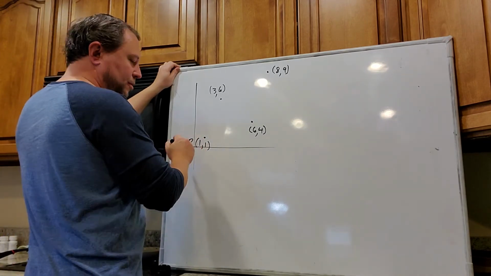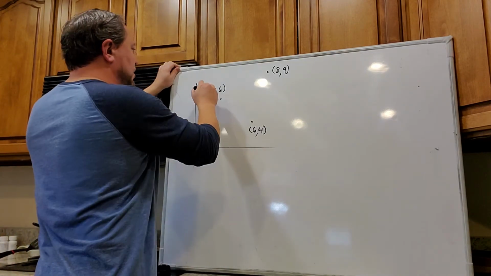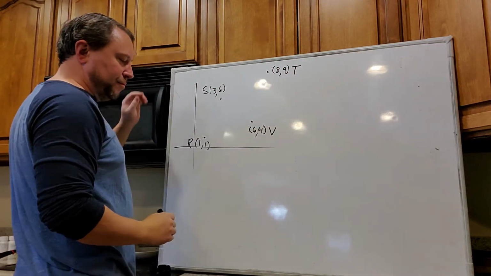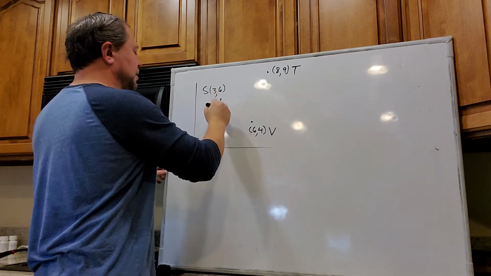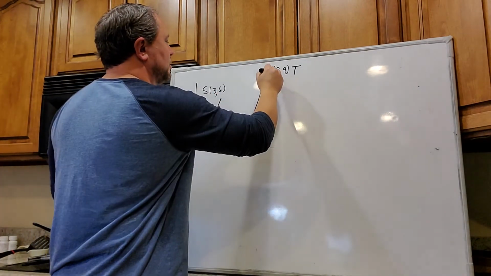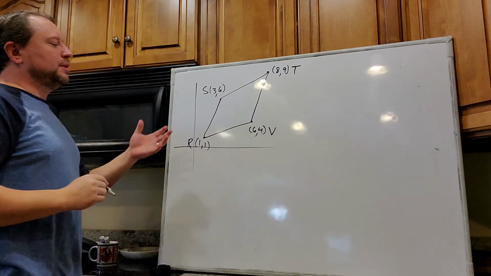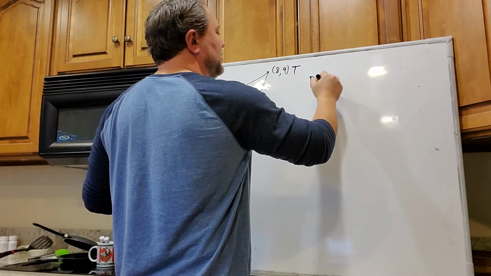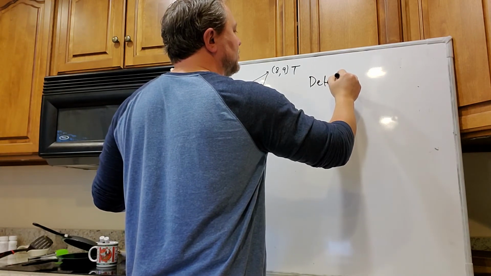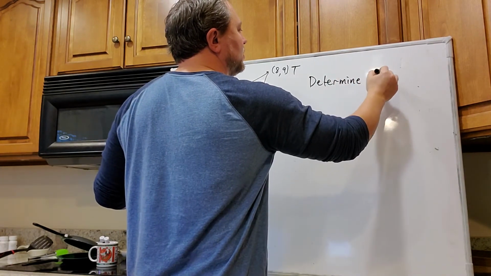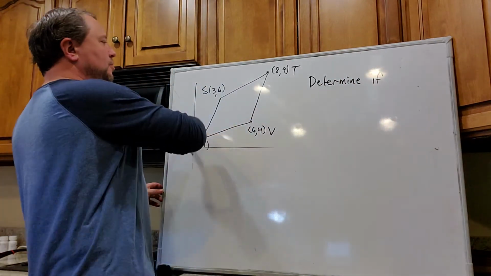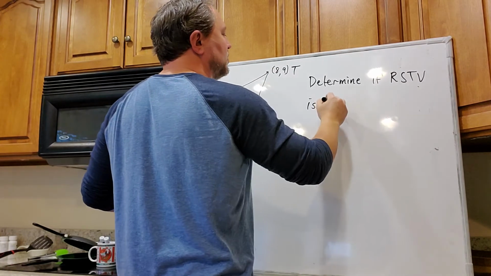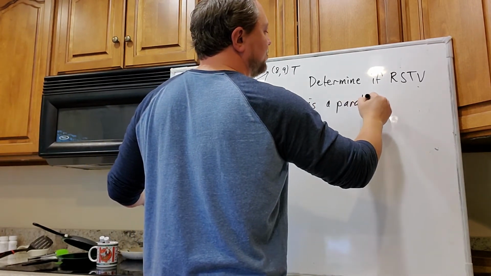Okay, we'll call this R, S, T, V. And if I connect those, you'll see they make a quadrilateral, but our job here is going to be to determine if this quadrilateral RSTV is a parallelogram.